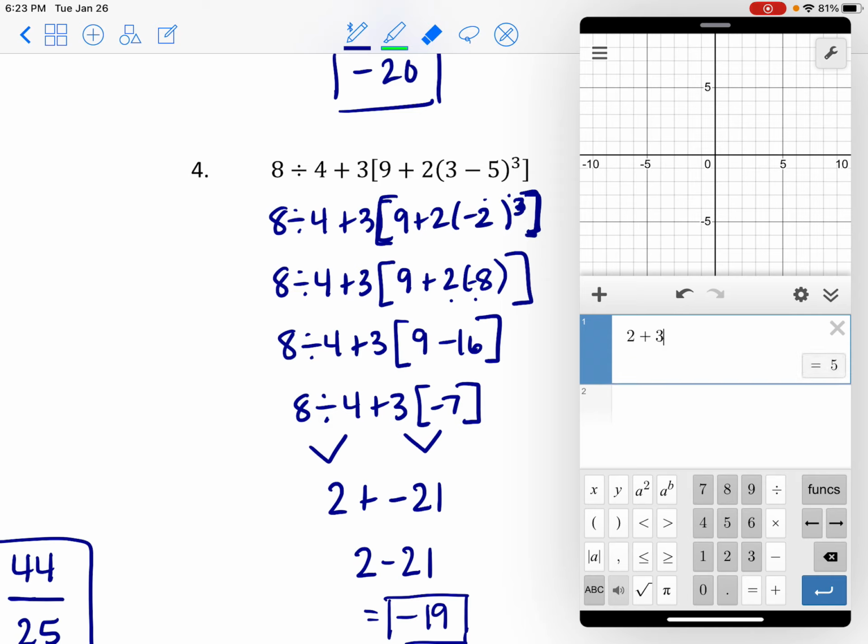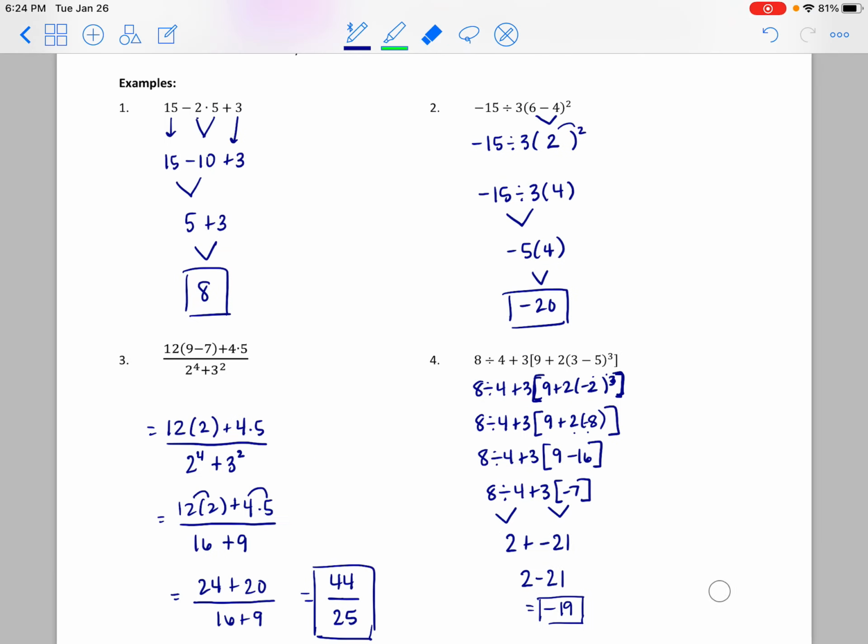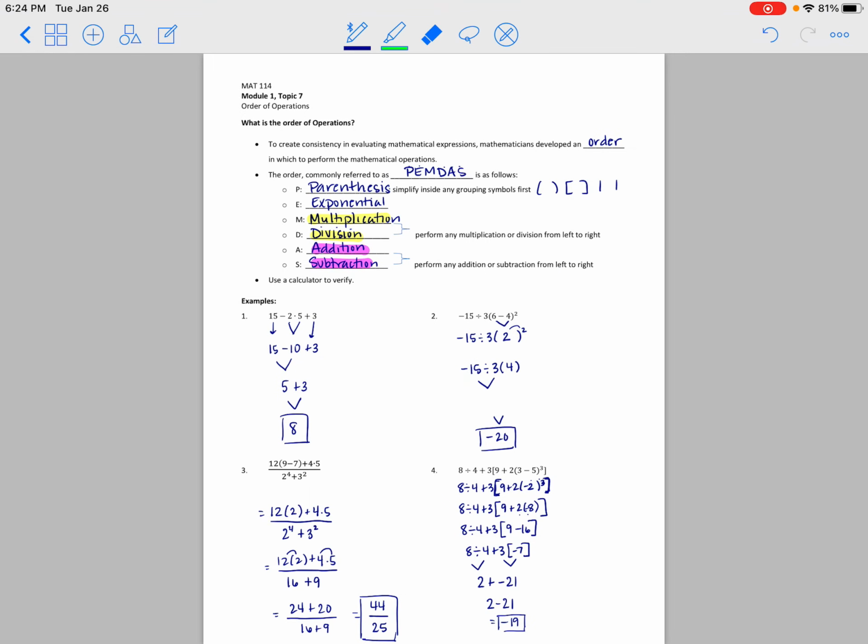So we have 3, and then Desmos does not like brackets, so just use parentheses twice. 9 plus 2, second set of parentheses. 3 minus 5, close that one. Cube it, and then close that one, and there it is, negative 19. Okay? So calculator's somewhat helpful. All right. That's our order of operations.